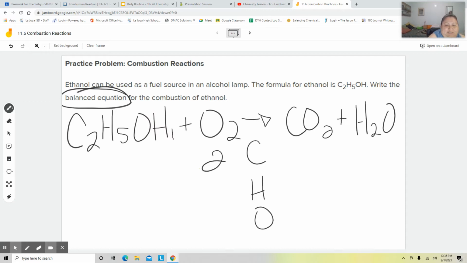6. 6. Oxygen 1. Oxygen 1. 1 here plus 2. So 1 plus 2. We got to keep them separated, Miss Catherine. 1 plus 2 for a total of 3. But because they're separated by a plus sign, we also have to keep them separated. Okay? But yes, you are right. 3 is correct. What about on the product side, on the right side? How many over here?